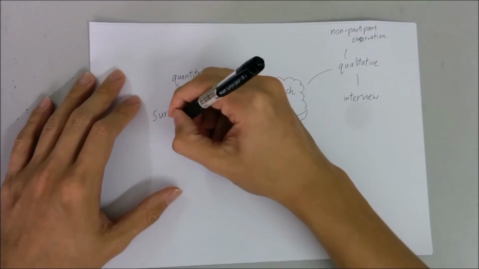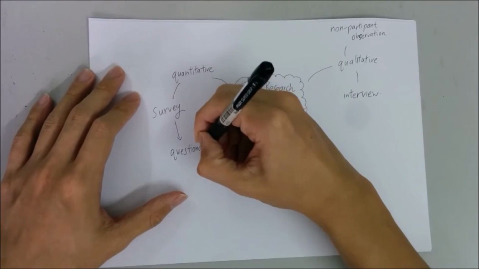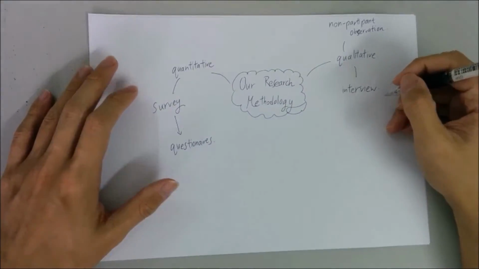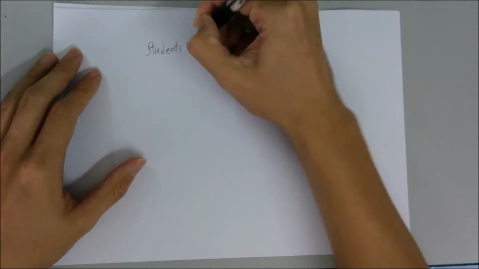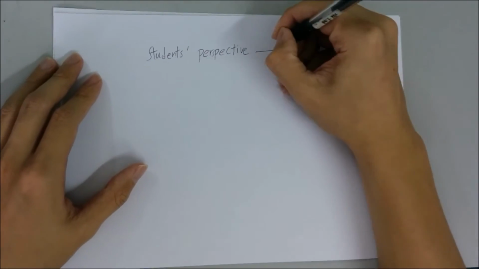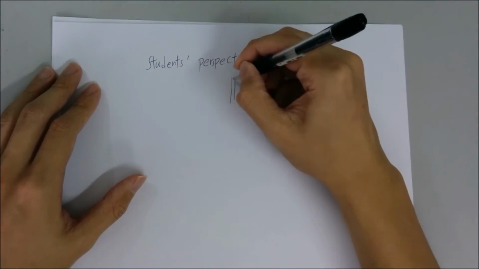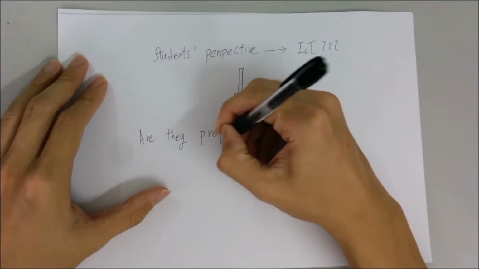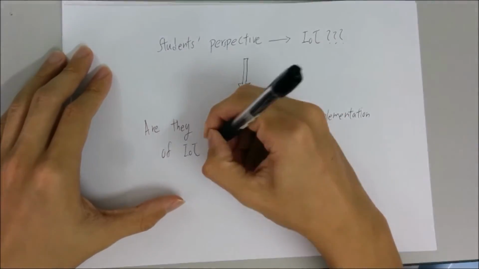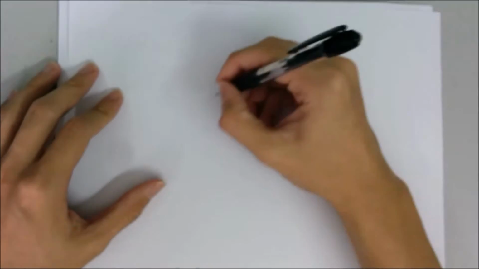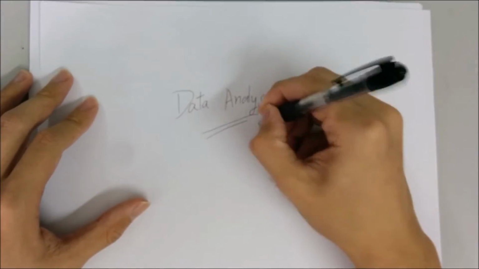As for the survey method, questionnaire was chosen as a data collection instrument to carry out the research. It is prepared to see what is the students' perspective towards the Internet of Things in general, and from there we can determine whether the students are actually prepared for the implementation of IoT in university environment. Based on the questionnaire's response, we then carry out a data analysis on it.